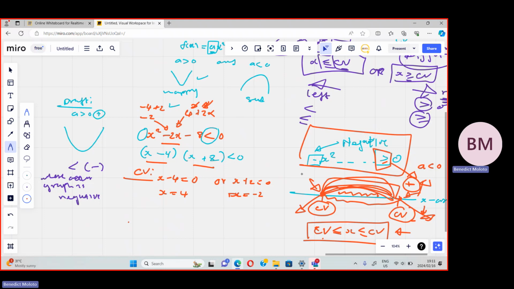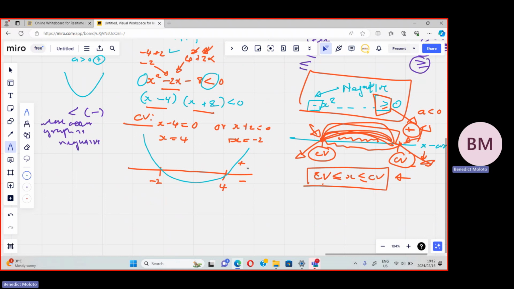Then graph like this. This is the x-axis. Above is positive, below is negative. Here you put your smaller number, here you put your bigger number. Negative 2 goes to the left, positive 4 to the right. On the right side, positive number; on the left side, negative number. Remember, our graph is positive, then you sketch it. The x-intercepts are negative 2 and 4, going like that.